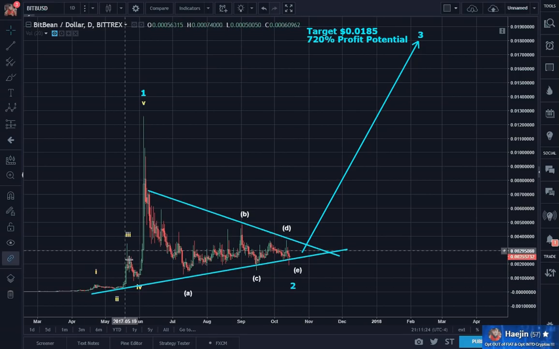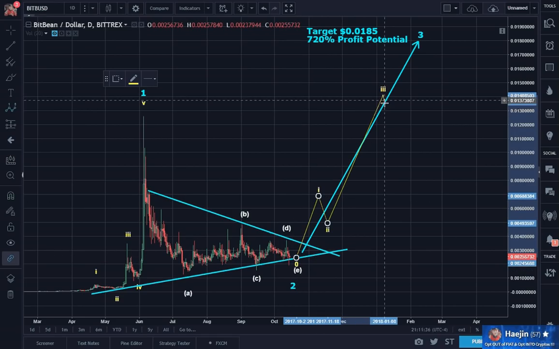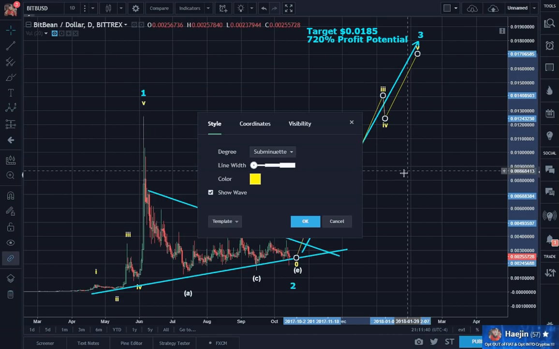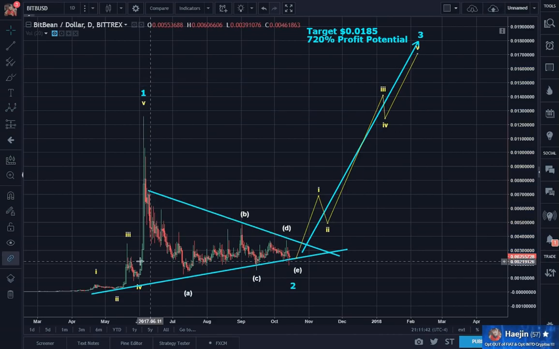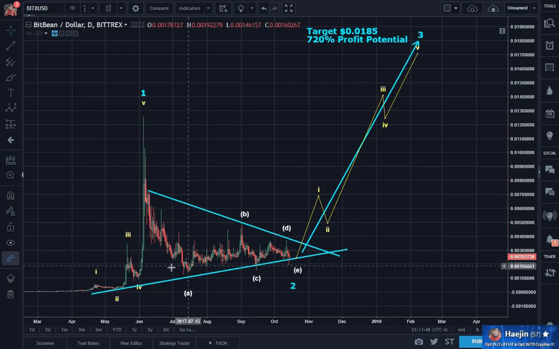Wave 1 had 5 waves. Wave 2 had A, B, C, D, E corrective waves. Wave 3 will itself also have 5 waves, and it will go fast. Maybe not near vertical like here, but it will go faster than the correction.